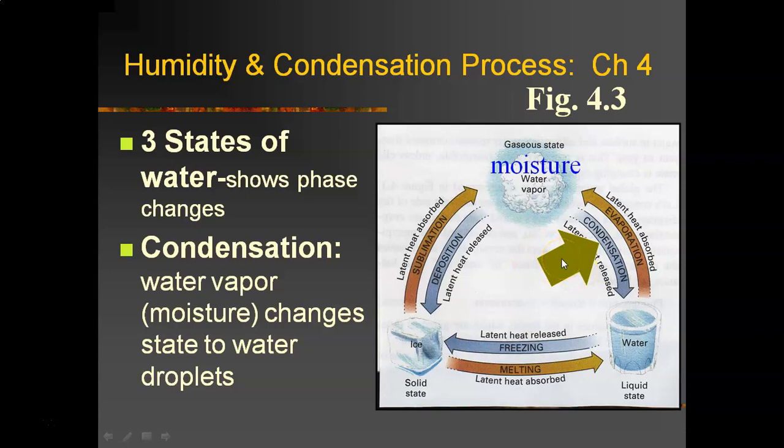What we want to learn is how we go from moisture in the air, humidity, or just water vapor, and condense it into liquid water droplets, making a cloud and ultimately precipitation. That's what we're going to be working on in this lecture.